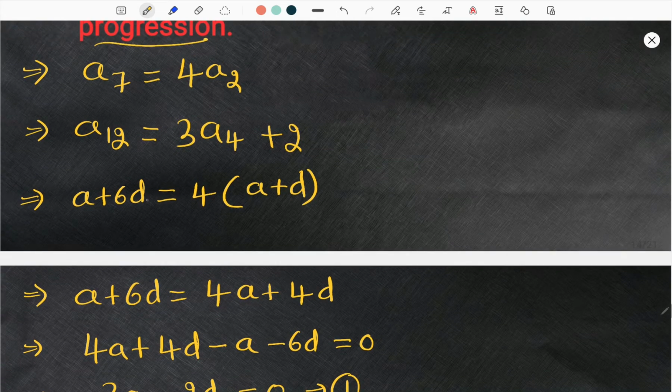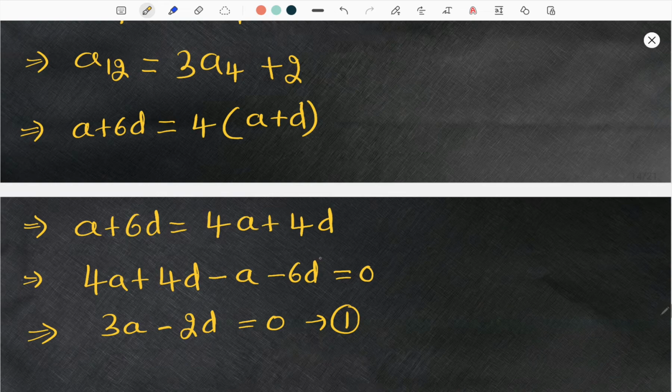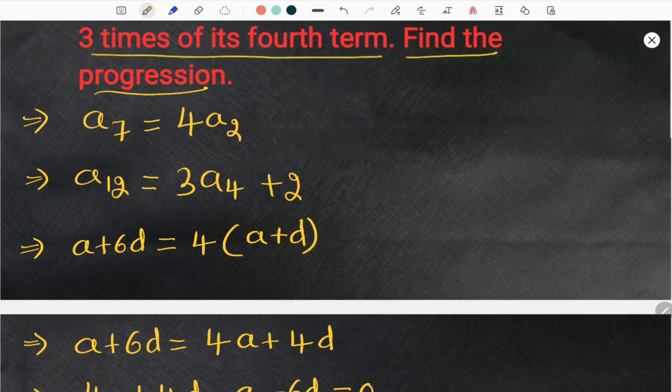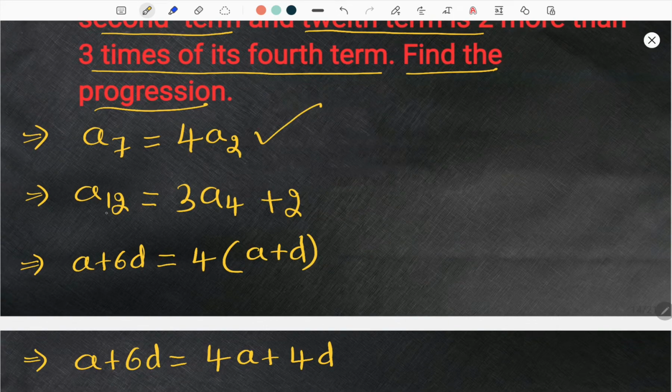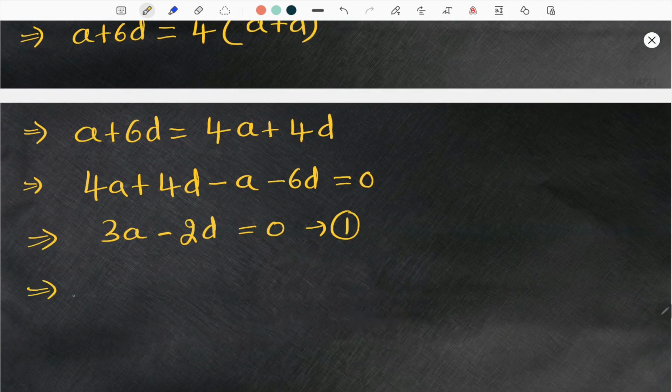Whatever calculations have been done, just have a look at them once again. Alright, 4a, 4d, it's fine. Then minus a, minus 6d, everything is fine. This is done. Now how about this? Look at this, a12 is there. Now this a12 can be written as a plus 11d. So how can I write that?